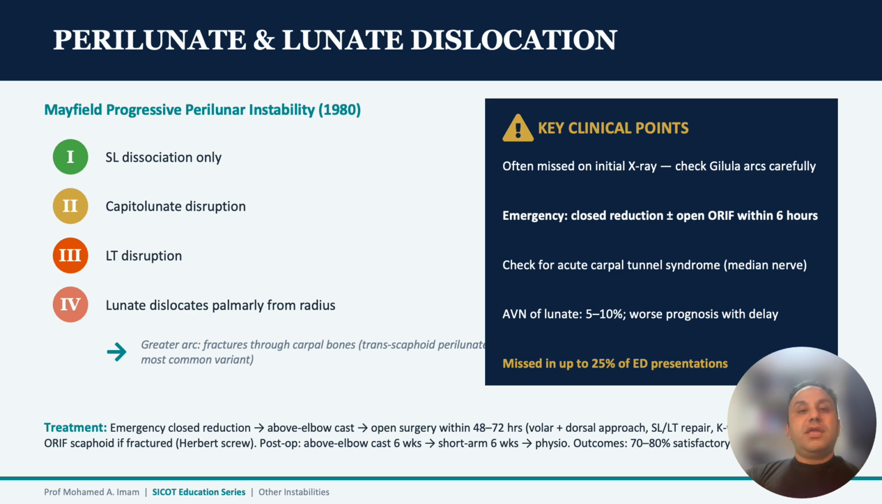If done at the right time, 80% of patients are happy. Avascular necrosis of the lunate happens in around 10%. Unfortunately, it is missed in a quarter of ED presentations. Any sprained wrist after high energy trauma definitely needs careful PA and lateral views.